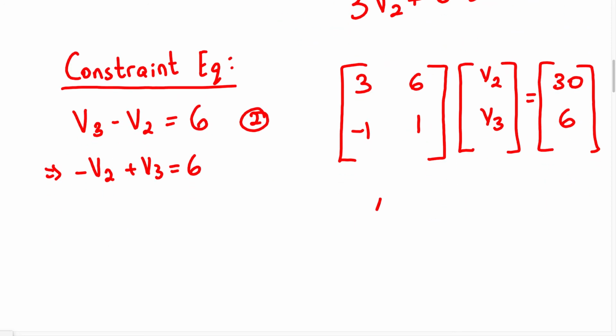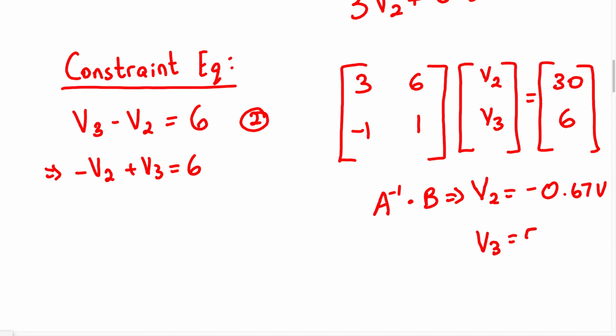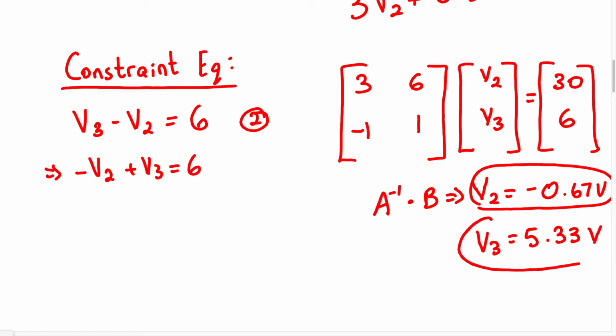So we're going to take the inverse of A, multiply it by B. When you do that, V2 equals negative 0.67 volts and V3 equals 5.33 volts. So we found the voltage at node 2 and the voltage at node 3.